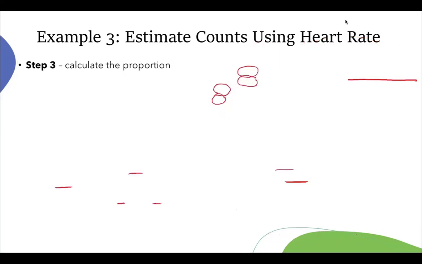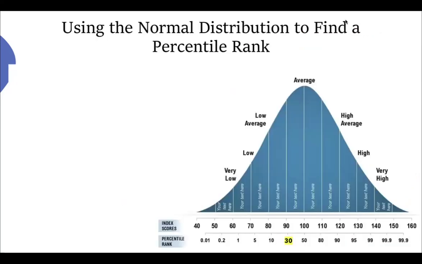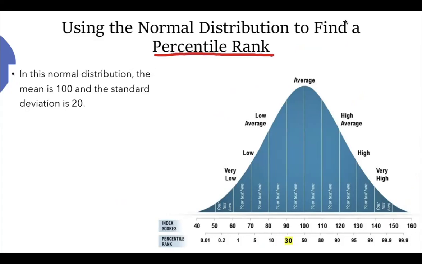Okay, so the last thing we're going to do is talk about percentile ranks. So let me go through here. We're going to look at problems involving percentile ranks. We can use the normal distribution to find the percentile rank for a data value. If we look at this particular distribution, it is normal, and in the center we have the mean of 100. And the standard deviation is 20 here.